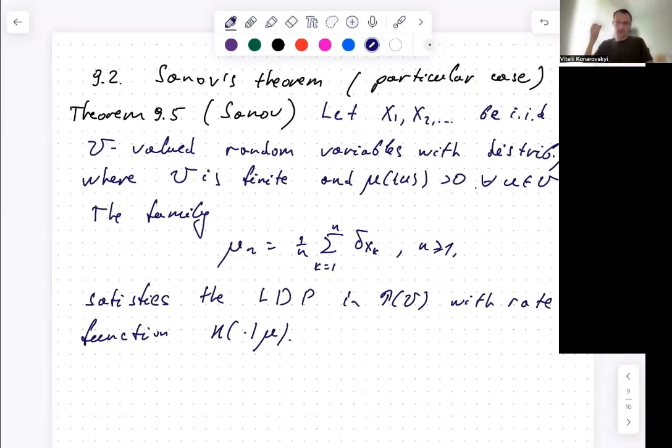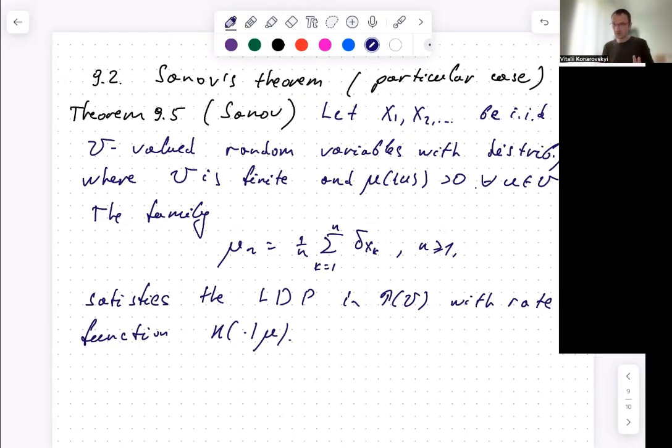Okay, and this result will follow from the contraction principle that we discussed last time. Our idea will be the following. We already discussed and proved in the one-dimensional case the Cramér theorem, which gives us the large deviation principle for the empirical sums of independent random variables or independent random vectors. We know that that family satisfies the large deviation principle, and we know how to compute the rate function in that case.